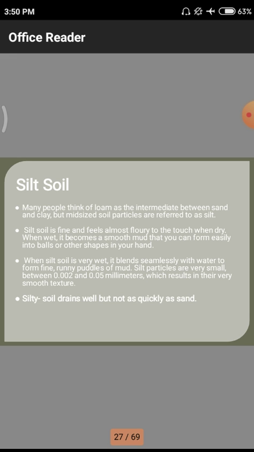Next, silt properties, majorly we are having soil drains well but not as quickly as sand.